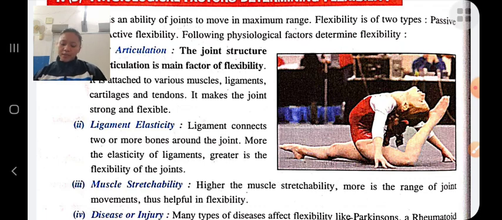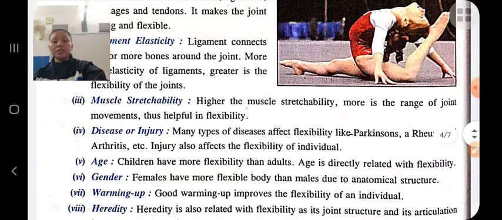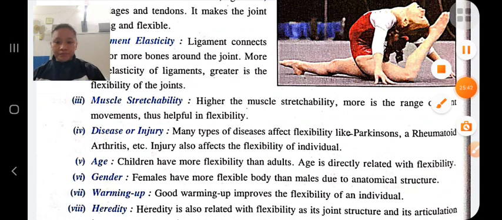If our ligament is easily stretched, then our joint can be easily stretched without any pain toward the muscle attached near the joint. Muscle stretchability: the higher the muscle stretchability, the more is the range of the joint. Okay, if we are able to stretch our muscle easily, then our flexibility will also improve. Disease or injury: if the person has disease or injury in his joint, then his flexibility is affected.